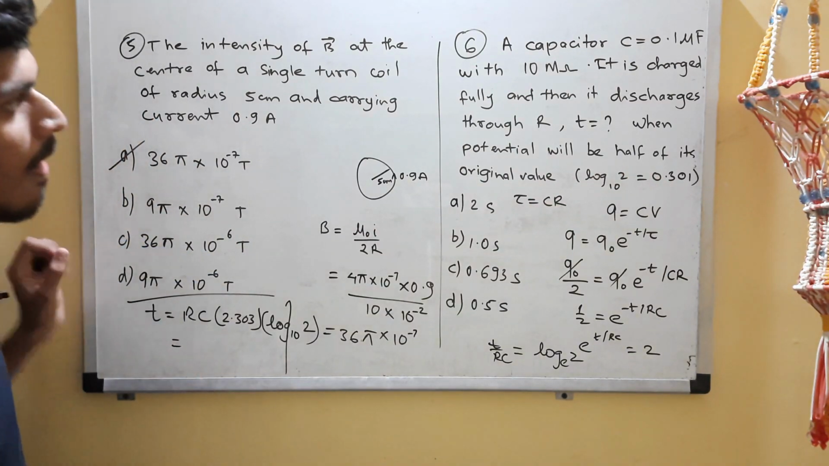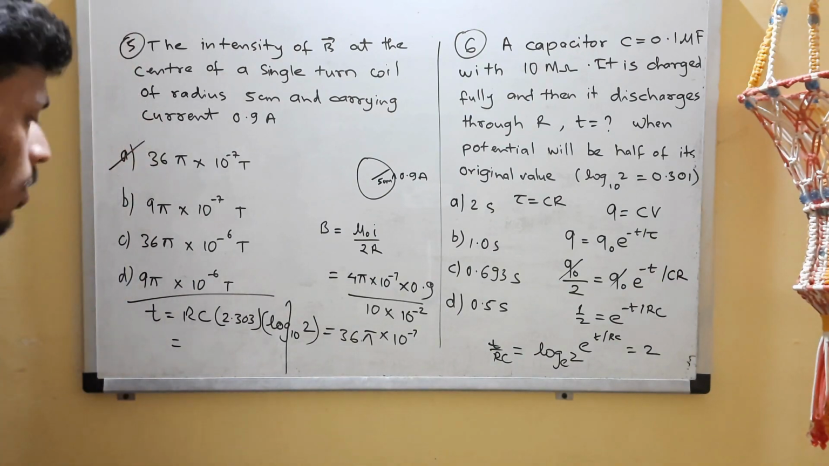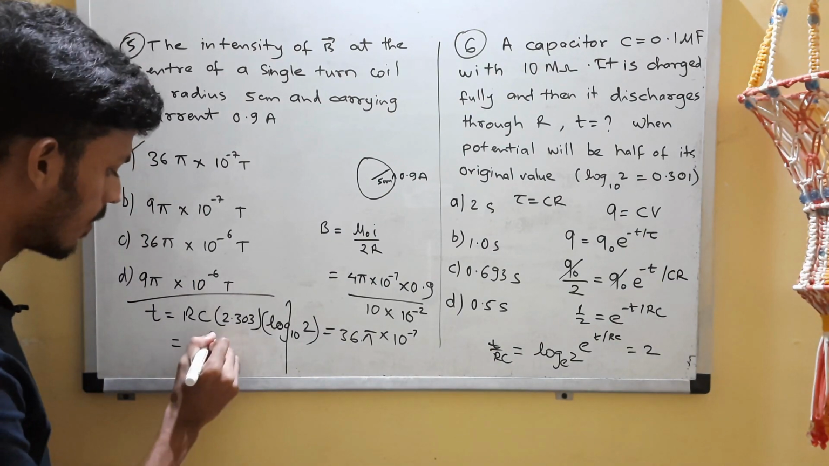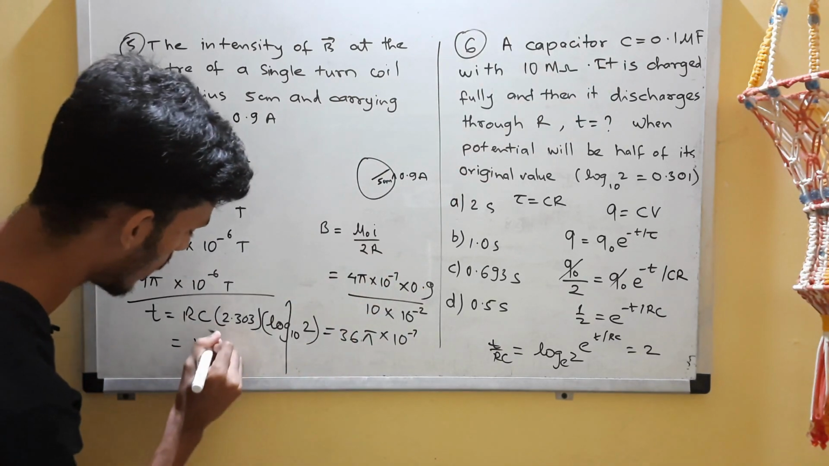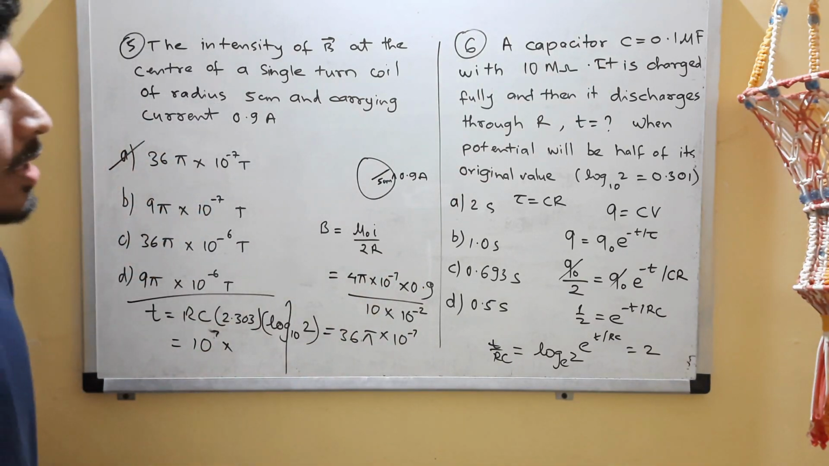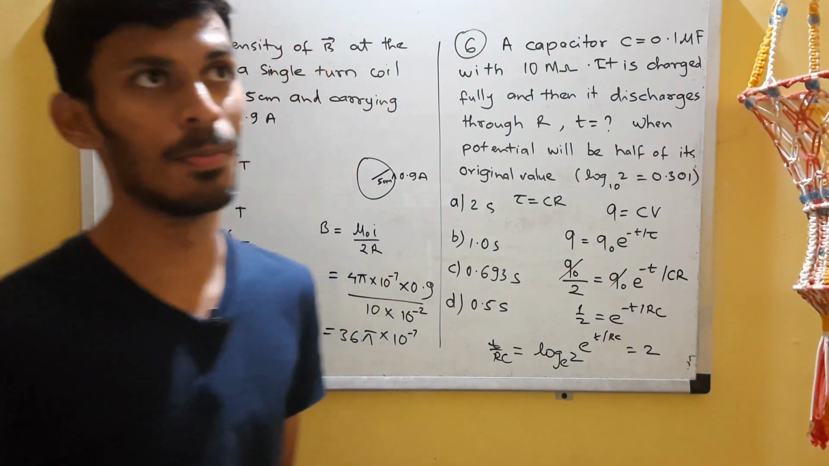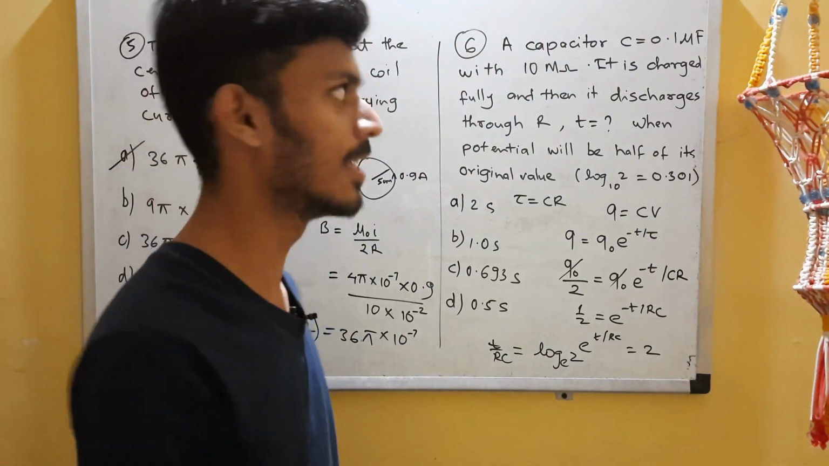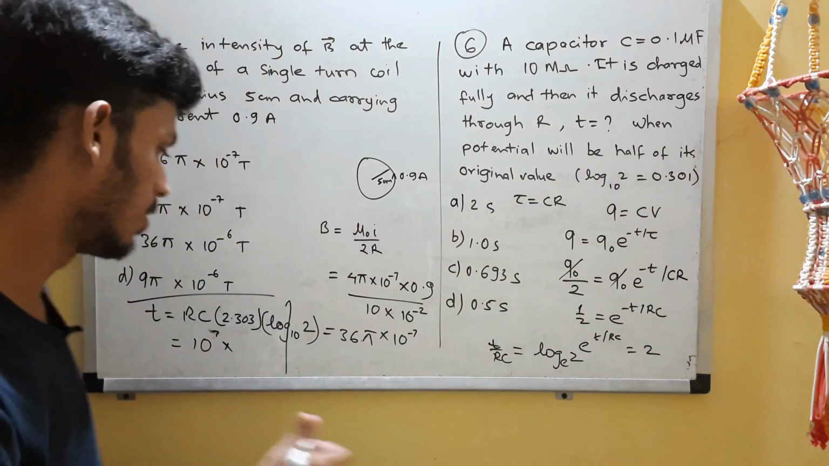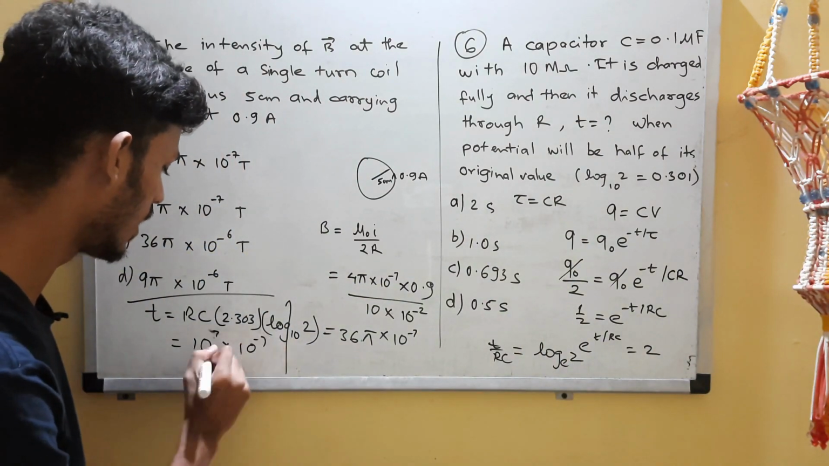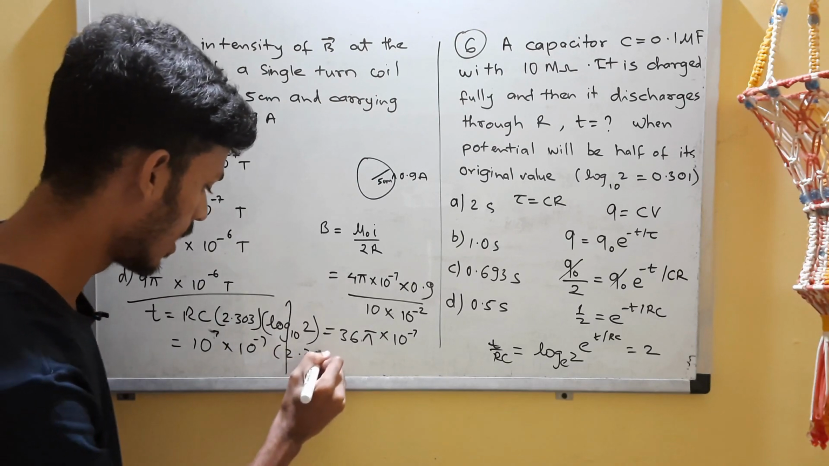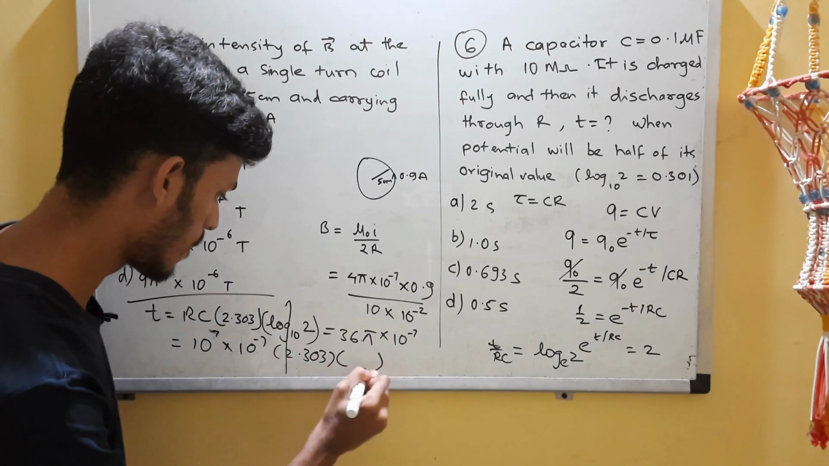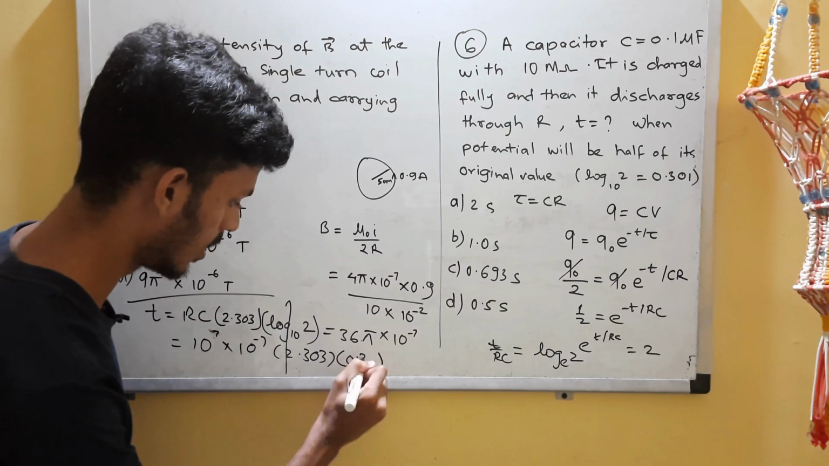R is 10 mega ohms. 10 mega ohms is 10 to the power 7. Mega is 10 to the power 6, and into 10, that is 10 to the power 7. C is 0.1 microfarad. Microfarad is 10 to the power minus 6, and into 0.1, 10 to the power minus 7. So this cancels out, and we have these two things: 2.303 into 0.301.